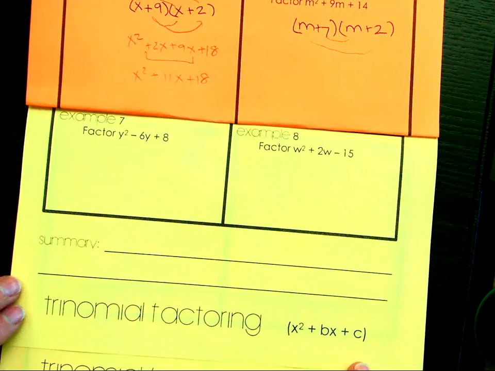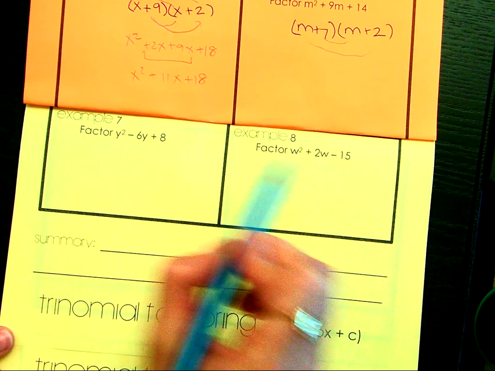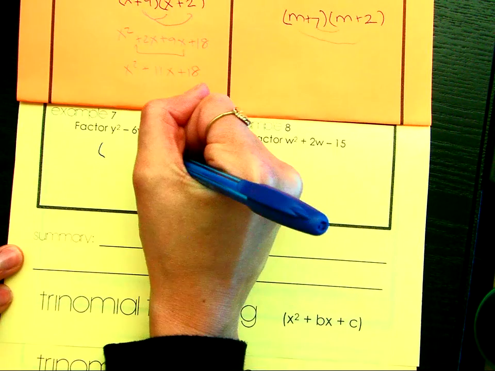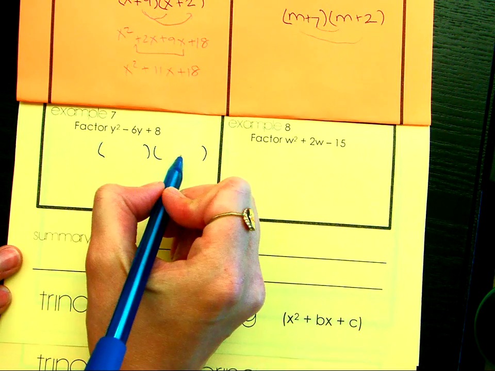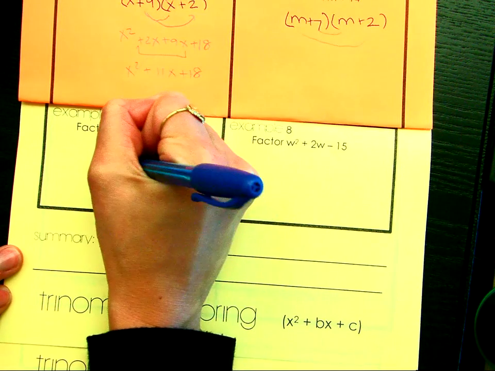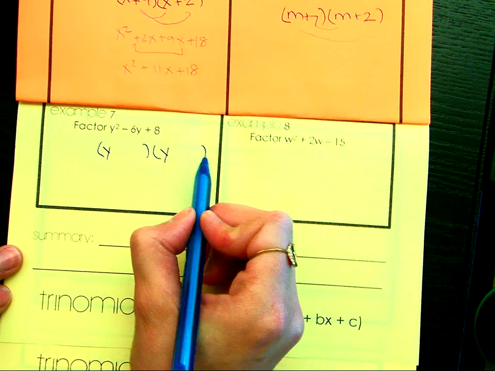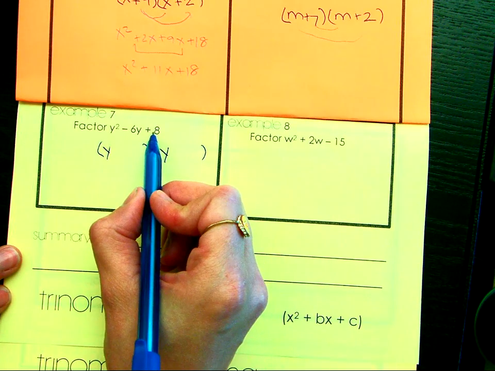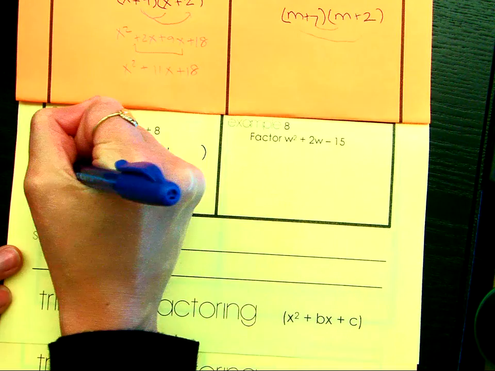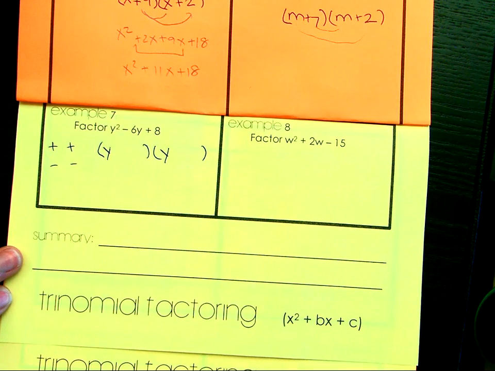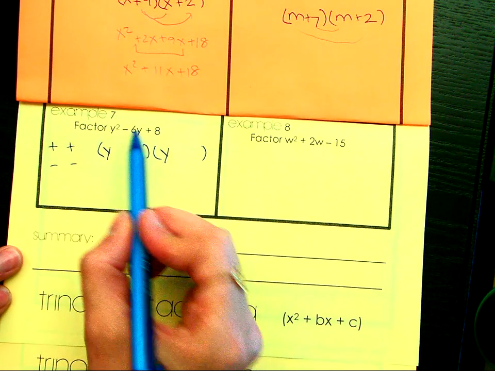The next two examples are a little more interesting because you have negatives. So for example 7, I'm still writing as a product of two binomials, but my signs will take a little bit more thinking. So I'm going to go ahead and write my y's. The constant that I write here times the constant that I write here needs to multiply to give me a positive. So it's either a positive times a positive or a negative times a negative. I know when I combine like terms from my outer and inner, I need a negative. Therefore, I know my signs are minus, minus.